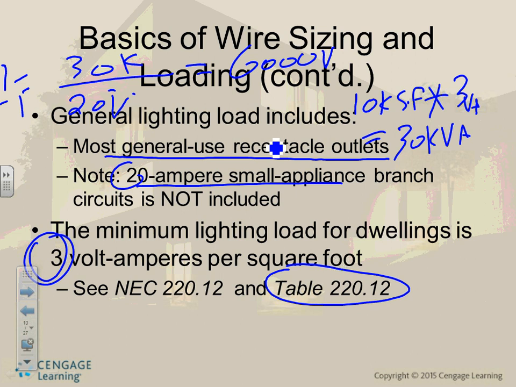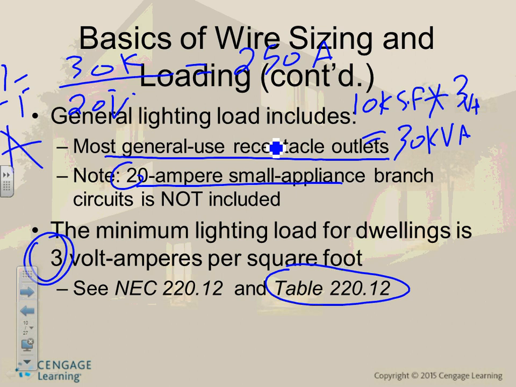30,000 divided by 120. That's 250 even, 250 amps. Okay, so that's step number one.